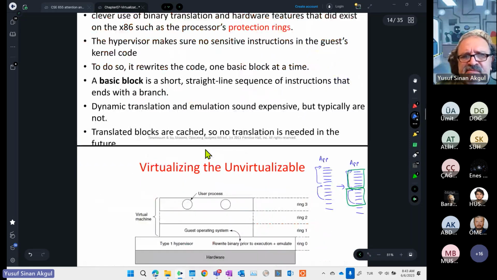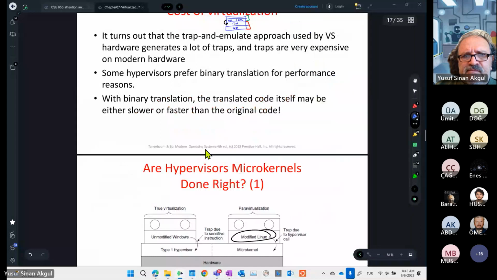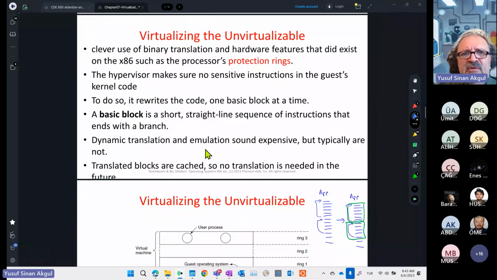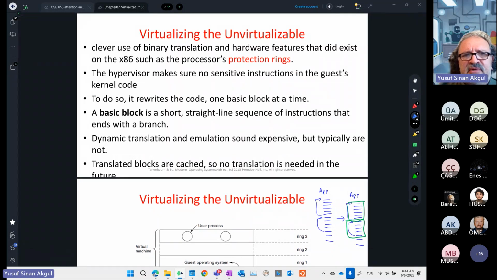That is, you are in an environment where there is no virtualization support. Okay, so hypervisors, they say that either they're type 1 or type 2 hypervisors.